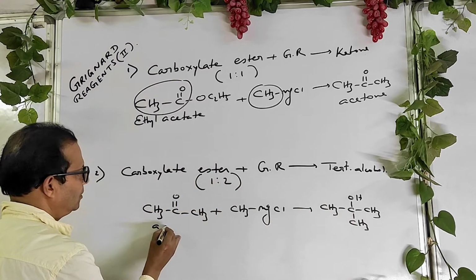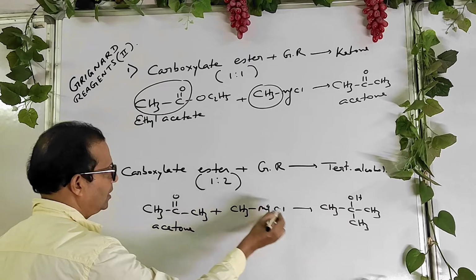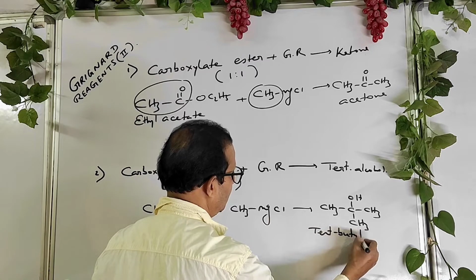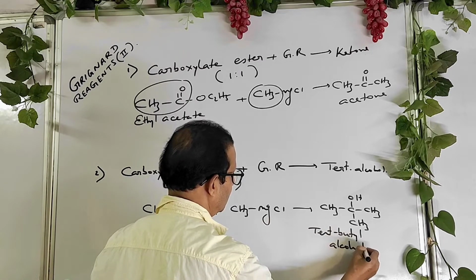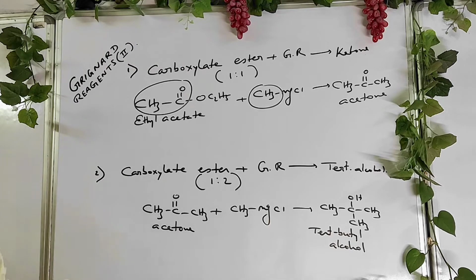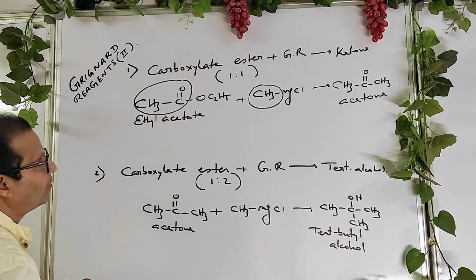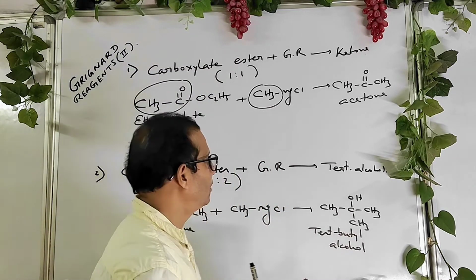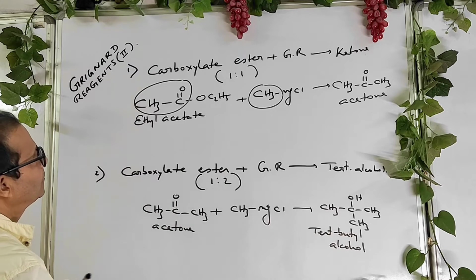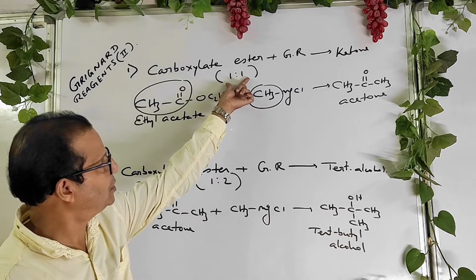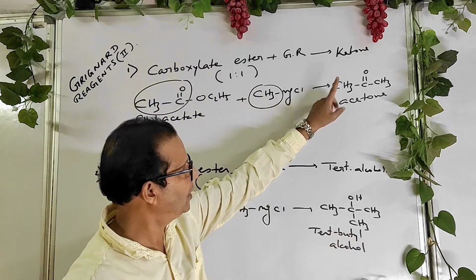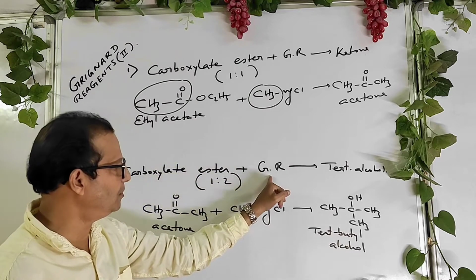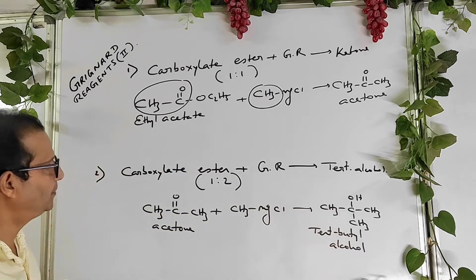So acetone further reacts with Grignard reagent to form tert-butyl alcohol. So I think you understand it. Let's proceed towards the next reaction. Remember, if you take 1:1 ratio, you get ketone. Here you get acetone, but in general you get ketone. If you take 1:2 ratio, the final product will be this.